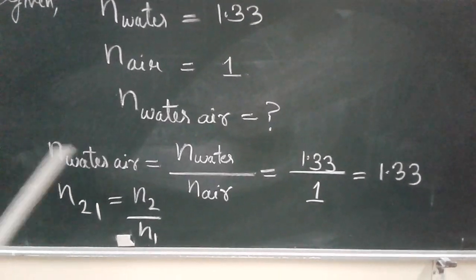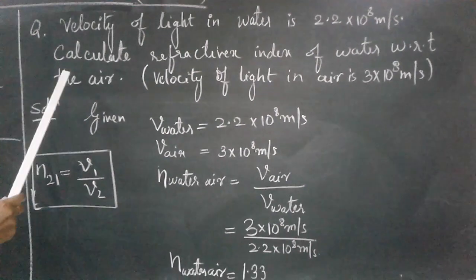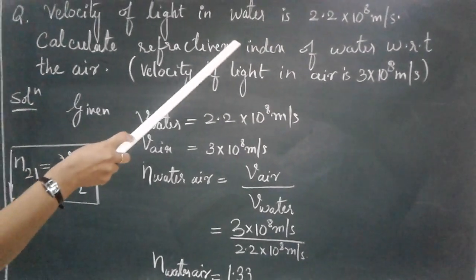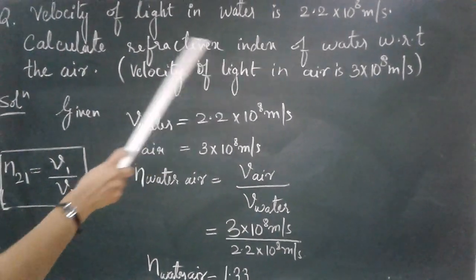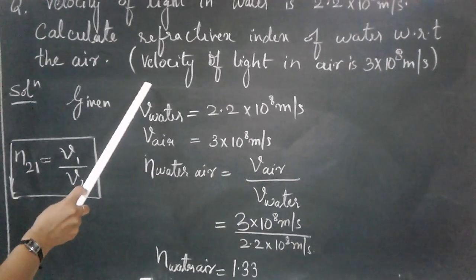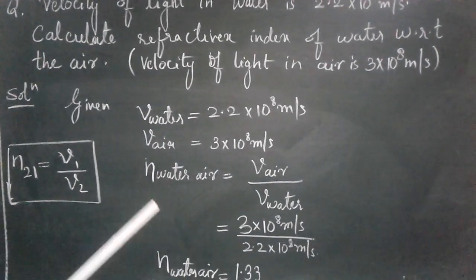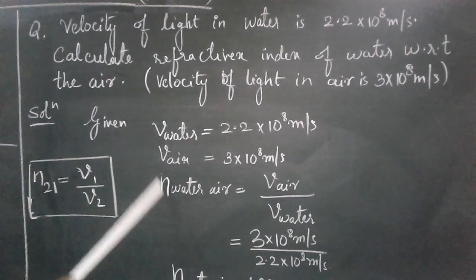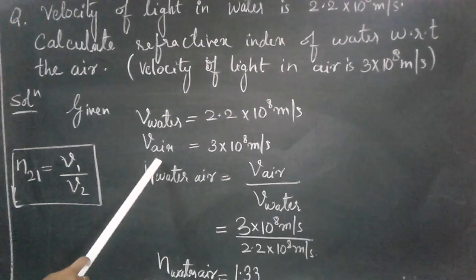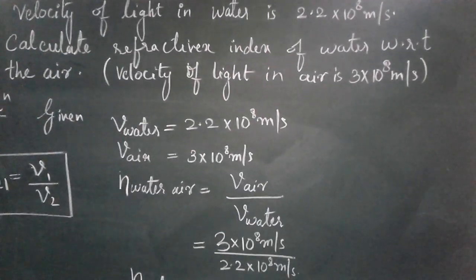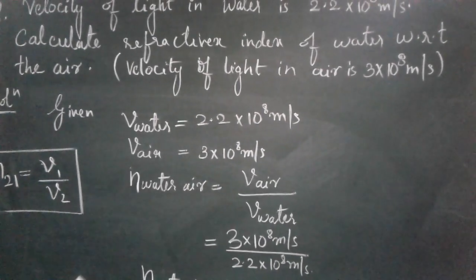With this formula we are going to solve the questions which are related to the refractive index. Now in this question, the velocity of light in water is given as 2.22 into 10 to the power 8 meters per second. Calculate the refractive index of water with respect to air. It is also given in the question that the velocity of light in air is 3 into 10 to the power 8 meters per second. Now let us first write what is given in the question. The velocity of light in water is given as 2.22 into 10 to the power 8, and the velocity of light in air is taken as 3 into 10 to the power 8 meters per second. We need to calculate the refractive index of water with respect to air.